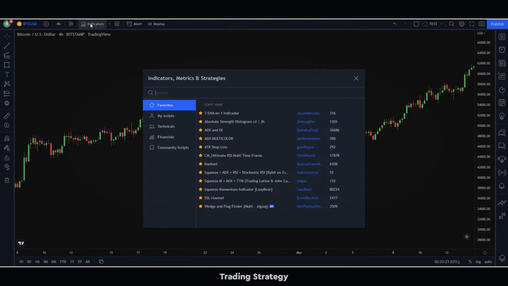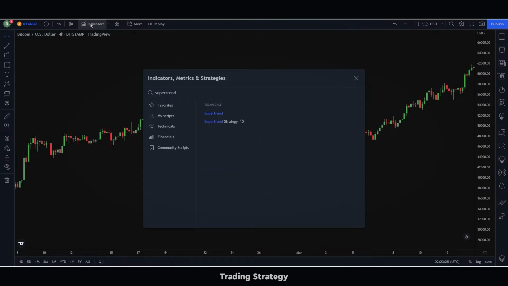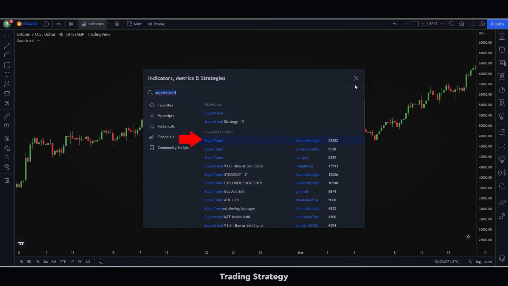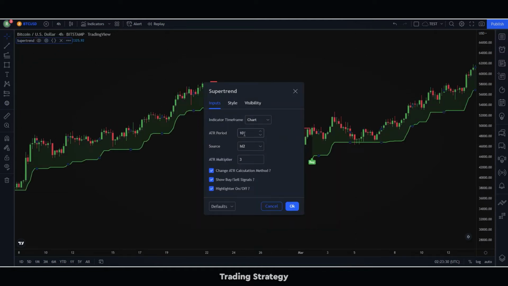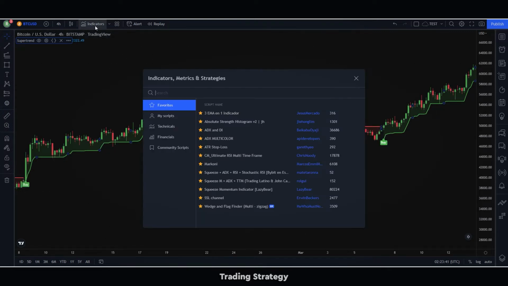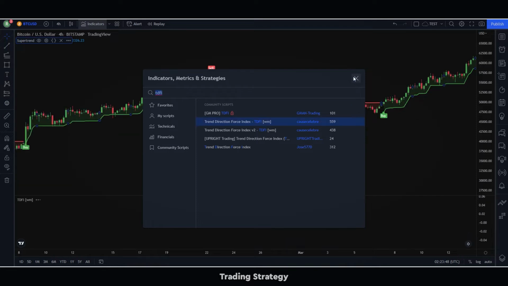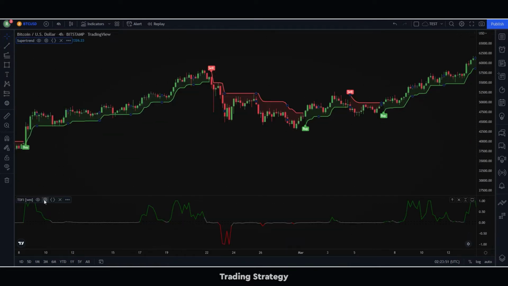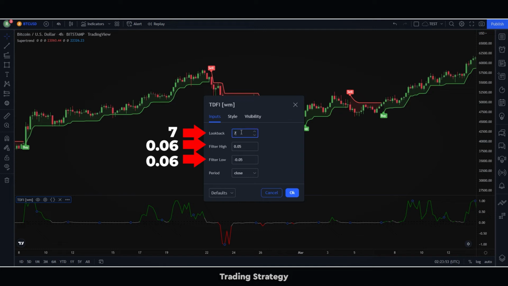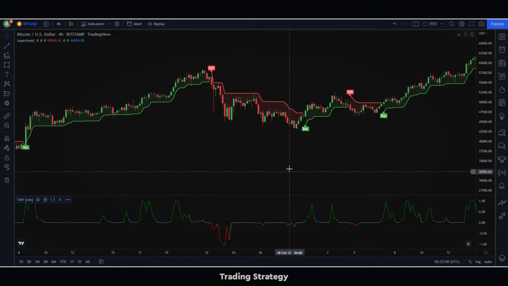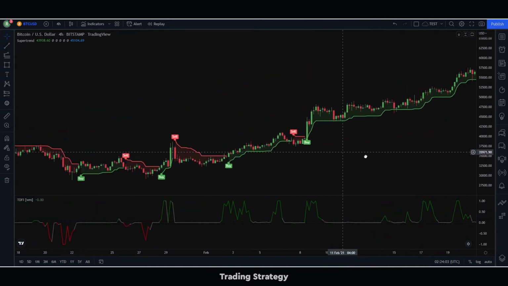The first indicator that we will select will be the SuperTrend. This indicator we will put with an ATR parameter of 1.8. After that, we will select the TDFI indicator. We will configure this indicator with a parameter of 7 and a filter of 0.06. Once we have the indicators set up correctly, let's move on to explaining the rules for making buy trades.